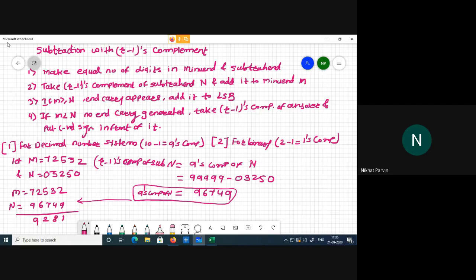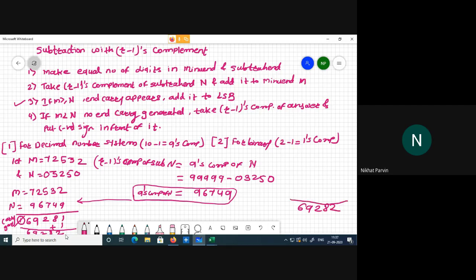Now here you can see 9 plus 7 is 16 and carry 1. There is a carry generated. From this step you can see that if m is greater than or equal to n, an end carry will appear, and we need to add it to the LSB. So this carry will be added to the LSB and your answer will be 69282.